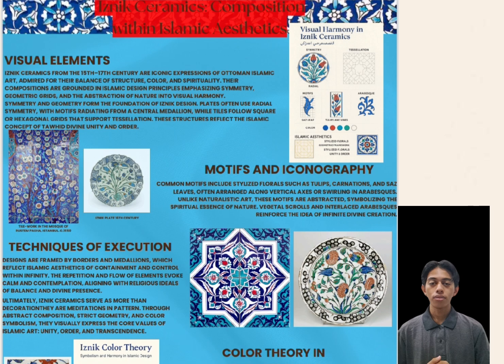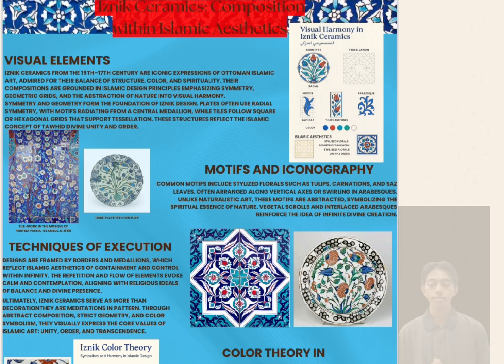Next is the motif and iconography section. Islamic design features stylized florals like tulips, saz leaf, and carnations, as well as scrolls and arabesques. These motifs are not naturalistic, they are abstract to express the spiritual essence of nature. The repetition and flowing line represent divine creation and eternal motion.